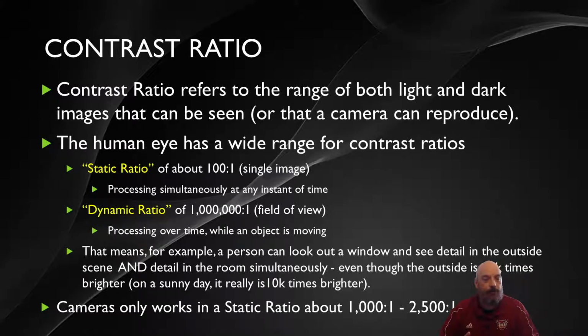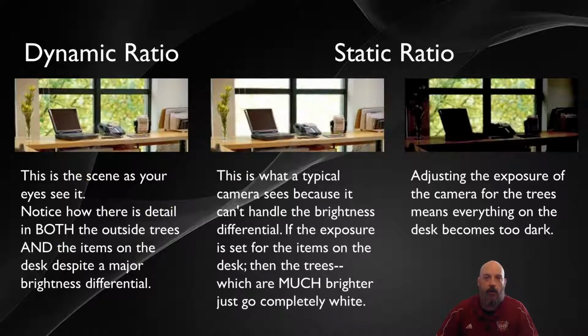Now, cameras, they're not as good as the human eye, so they have a much more limited contrast ratio. So instead of 1,000,000 to 1, they're probably at like 1,000 or 2,500 to 1. So they're not able to focus on light and dark as well as the human eye. And so because of this, they can't really handle shooting both indoors and outdoors simultaneously.